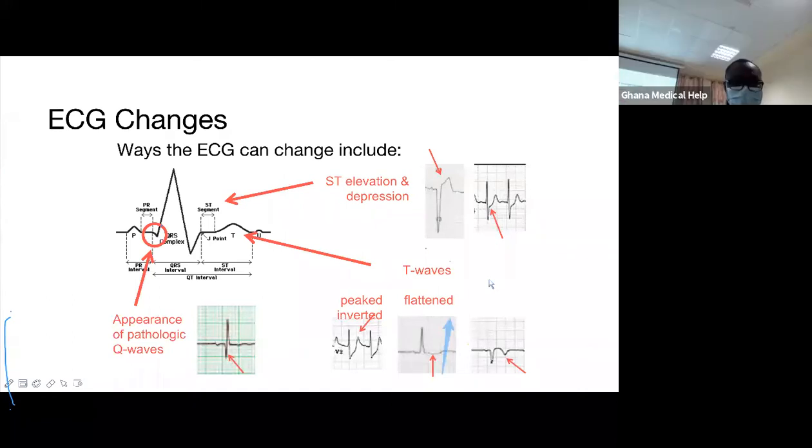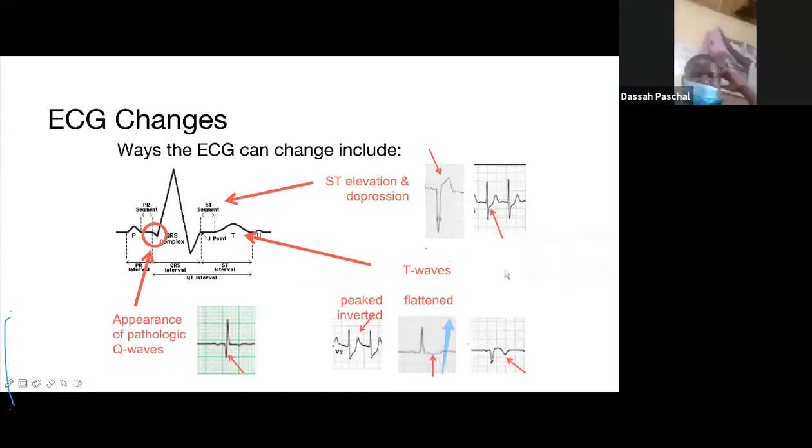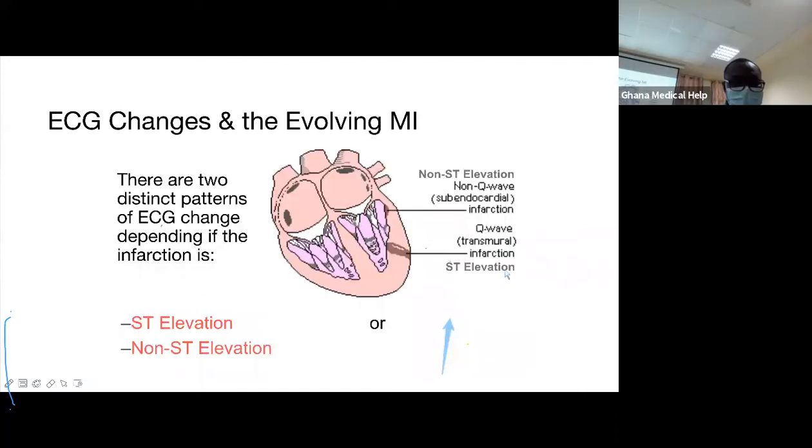Then the other aspect that we have to look at is the appearance of the Q waves, what we call pathological Q waves. Typically, if the Q waves are more than a small box depression, especially in contiguous leads, then you are likely dealing with pathological Q waves. Typically, most people use the inferior leads to look at that.